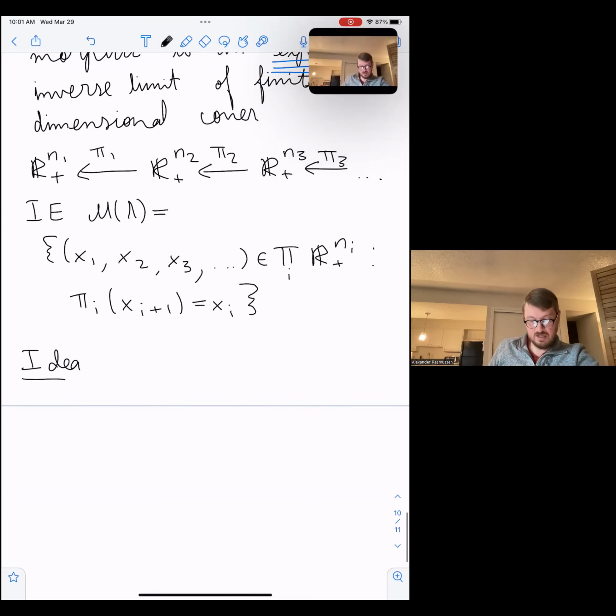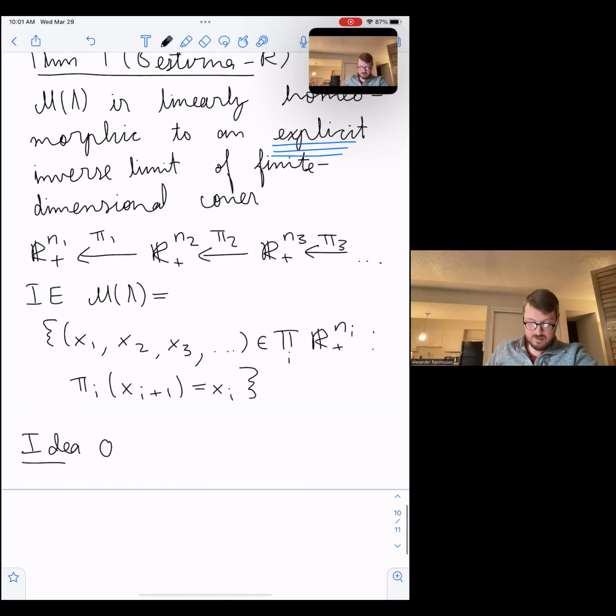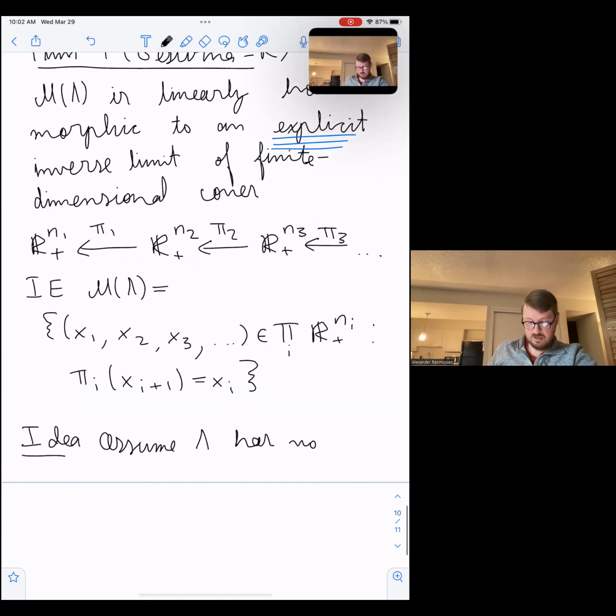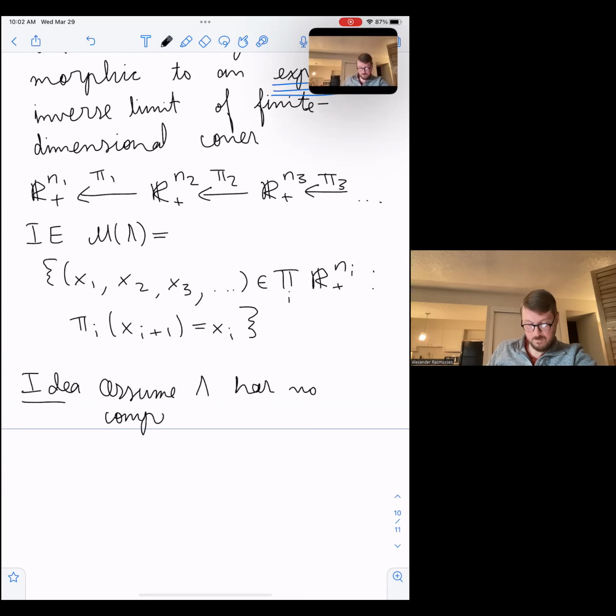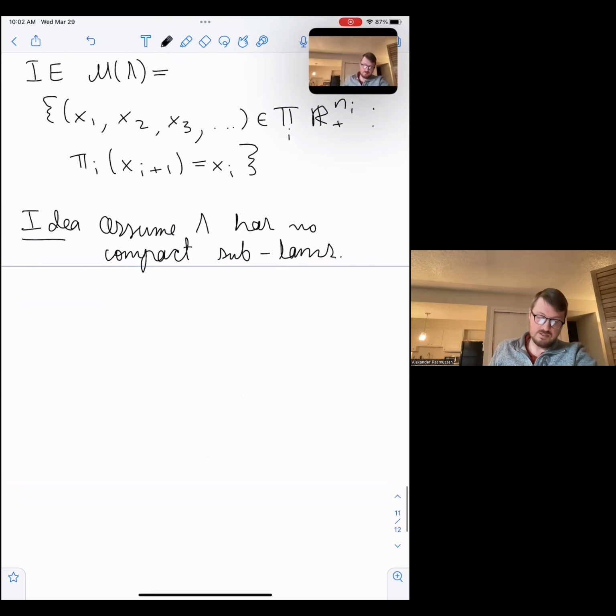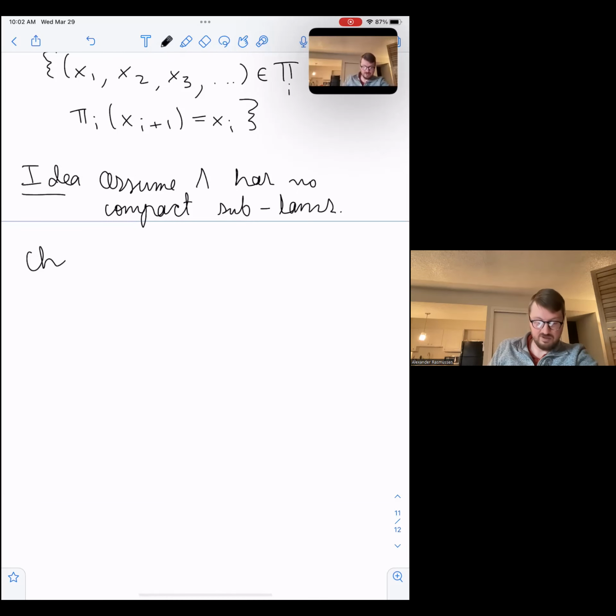I'm going to make a simplifying assumption, which is that our geodesic lamination has no compact sublaminations. Now, this assumption is not necessary for the theorem. It just makes things easier to describe. So where is this inverse limit going to come from? Well, it comes from studying an exhaustion of our surface. So we're going to choose an exhaustion of our surface like so.